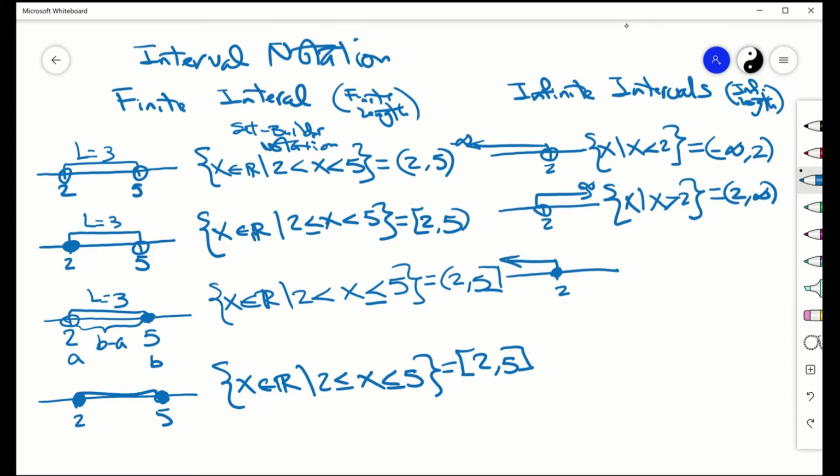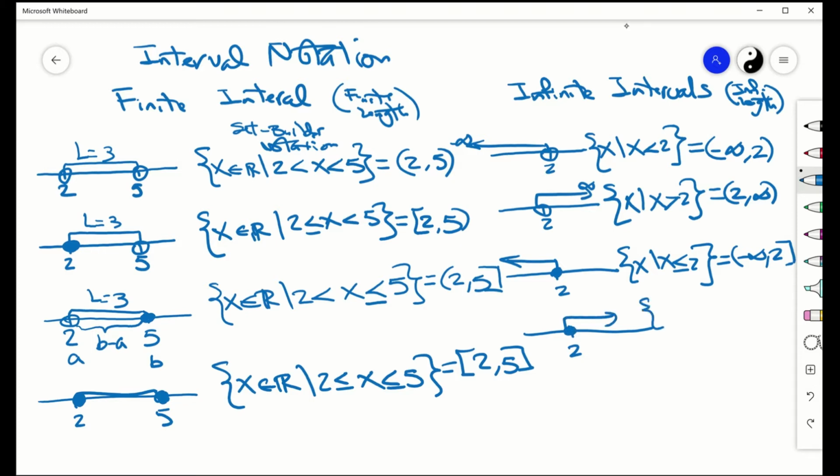All right, then what if you have all real numbers that are less than or equal to 2, like that, right? So that's all x such that x is less than or equal to 2. And this time we put negative infinity comma 2, and of course a bracket because we want to include the 2, right?